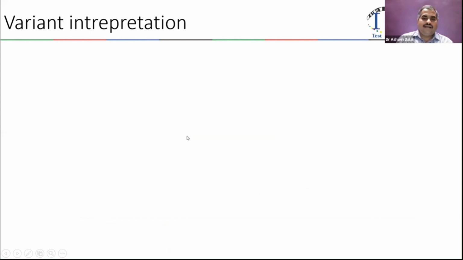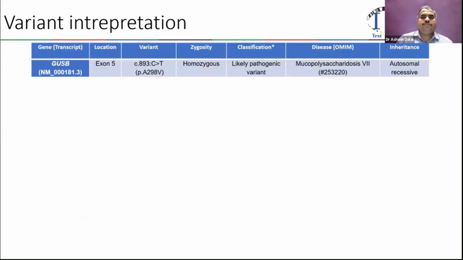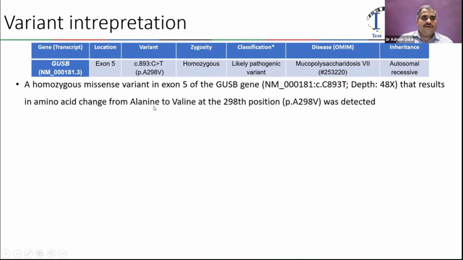So let us see in practice how we go about doing this. This is the variant identified in one of the patients. The patient has a variant in the GUSB gene, and the disease is mucopolysaccharidosis type 7, which is caused due to mutations in the GUSB gene. And you can see here, this is a missense variant. It is homozygous and it is classified as likely pathogenic. So how was this classified as likely pathogenic? Let us see one evidence at a time. The first is the location based information.